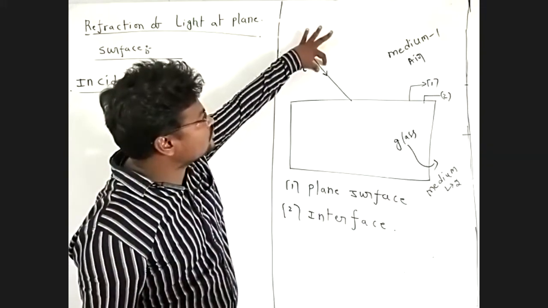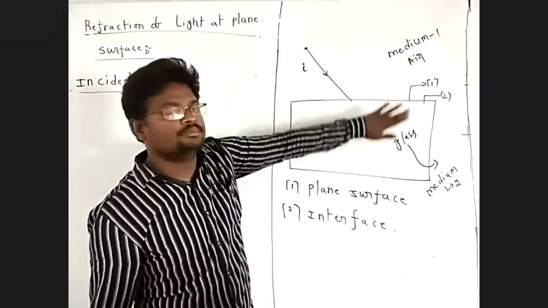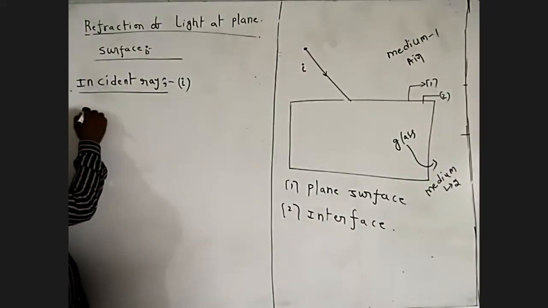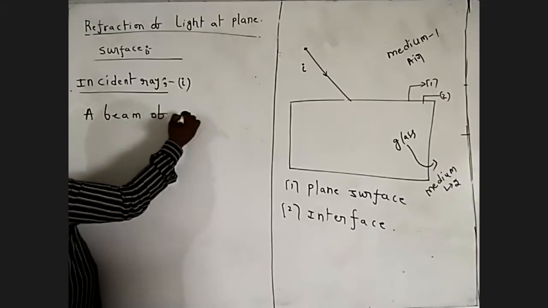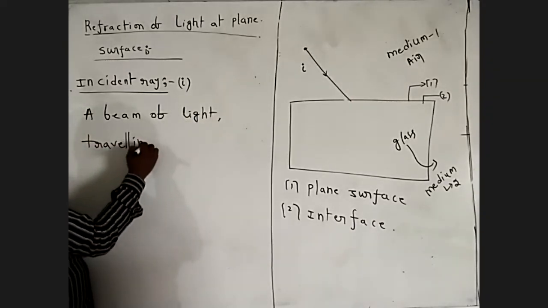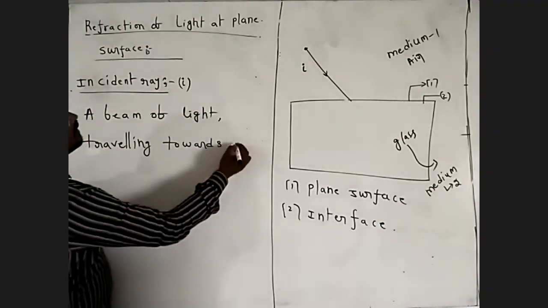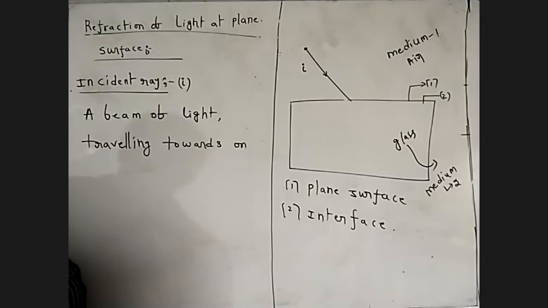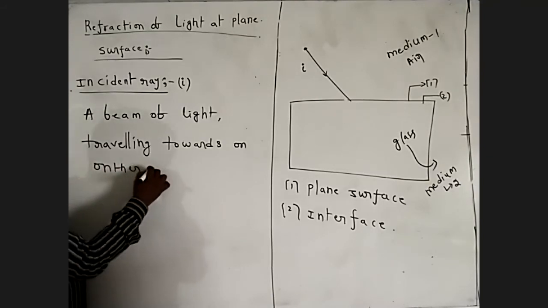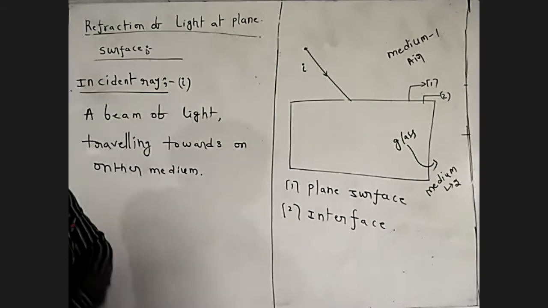A beam of light is traveling towards another medium. This is medium one, this is medium two. A light ray traveling towards another medium is called the incident ray. Incident ray means a beam of light traveling towards another medium.